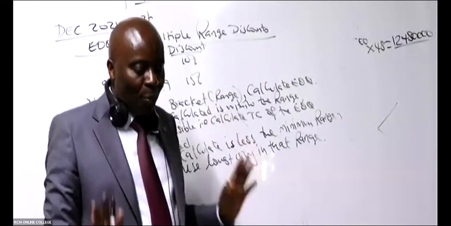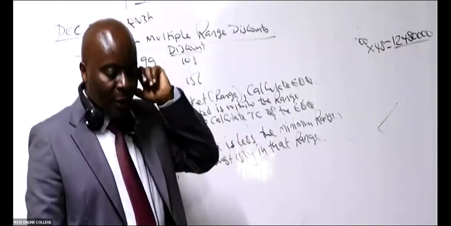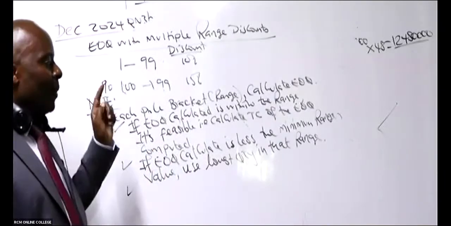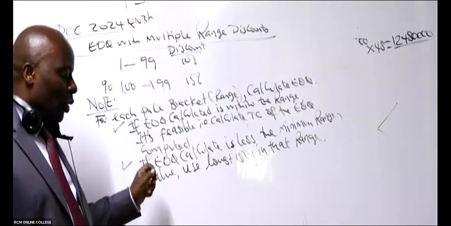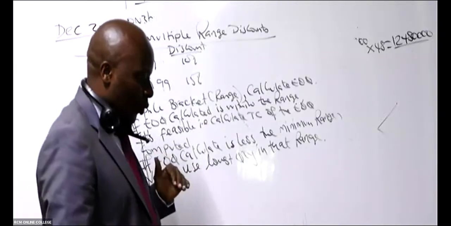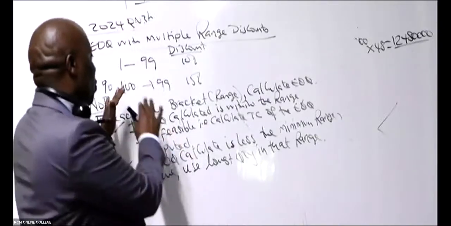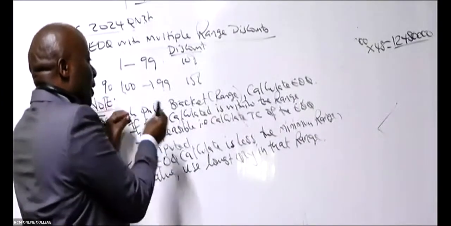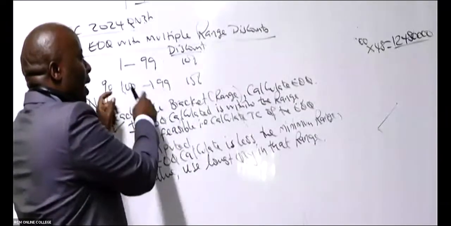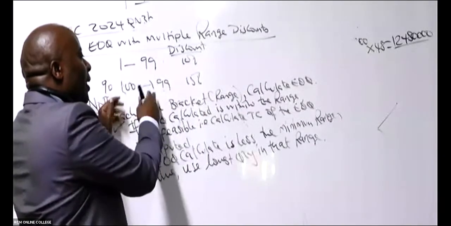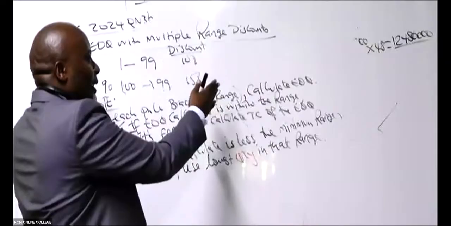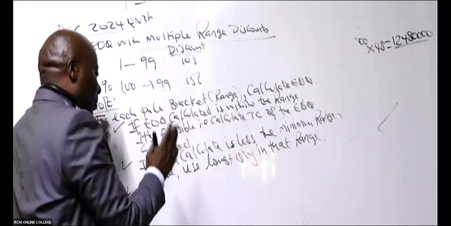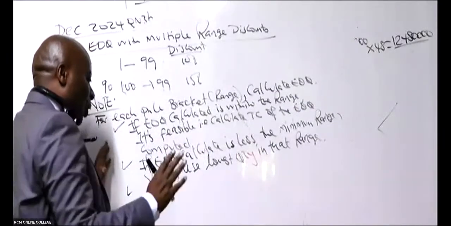So if the EOQ computed is bigger than the maximum range value, what shall we always do? You ignore. So if you're using this range and you compute EOQ and get 240, where is 240 in this class? It's outside. It's bigger than this. So if it's too big for the shoe, you ignore that one.